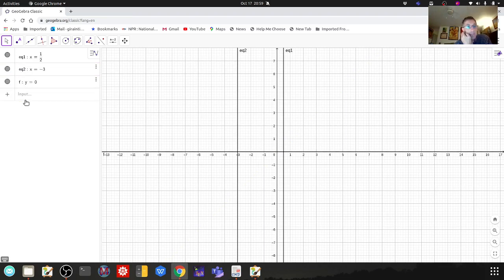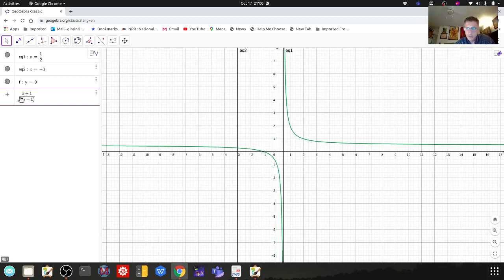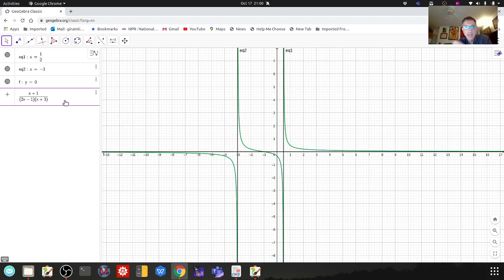So now let's actually plot our function. So we're going to do x plus 1 divided by 2x minus 1 times, not done yet, x plus 3. Yeah, kind of cool, right? We can see that our functions right here are vertical asymptotes, and our graph never ever crosses those.